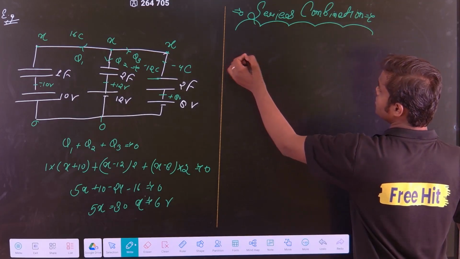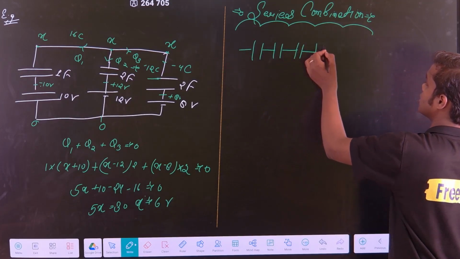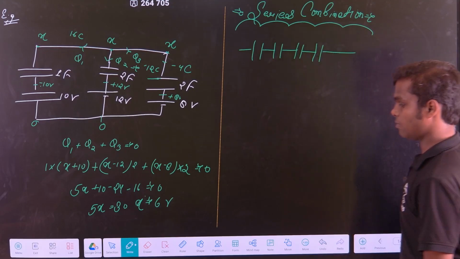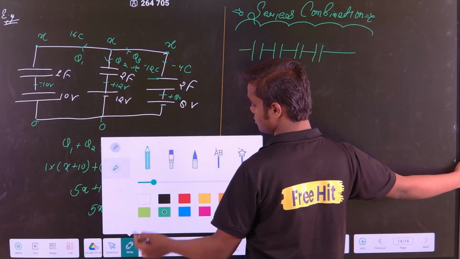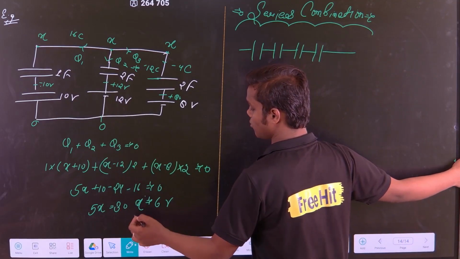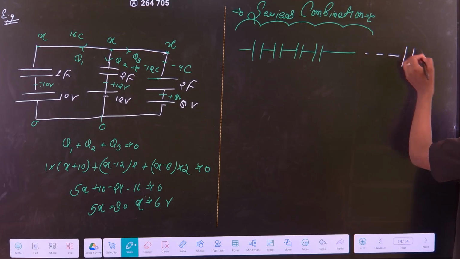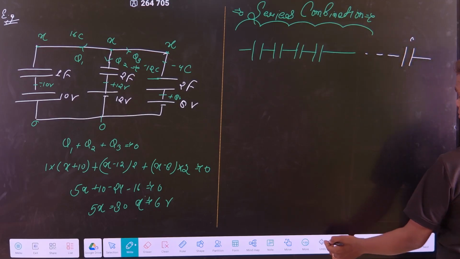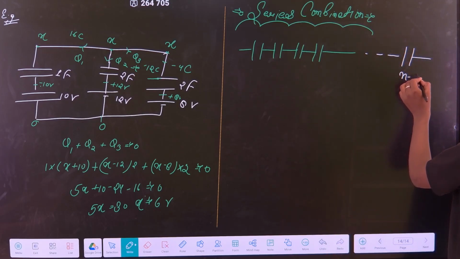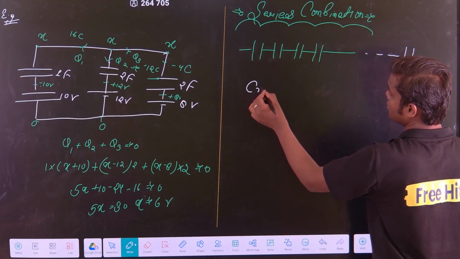So basically what I am saying is, suppose I am connecting capacitors in series. Clear? Now my question is, suppose there are a total of n capacitors. How many capacitors? n times. So what is my C net?